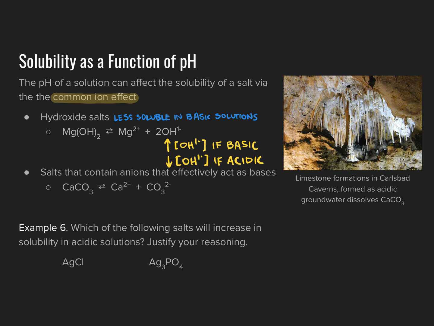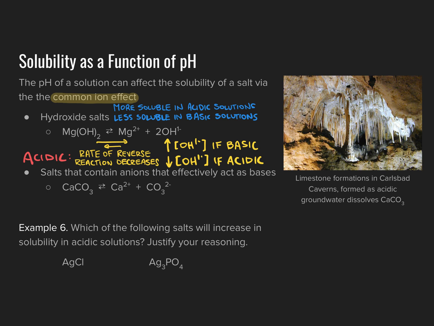This would in turn decrease the rate of our reverse reaction, and therefore we would expect to see an equilibrium system shift to the right towards the dissociated ions in solution, implying magnesium hydroxide would likely become much more soluble and likely to dissolve into solution if the pH were very low in an acidic solution.